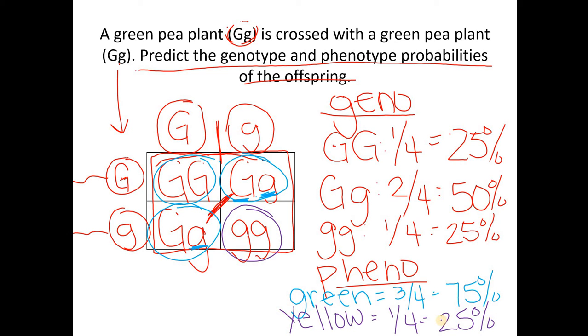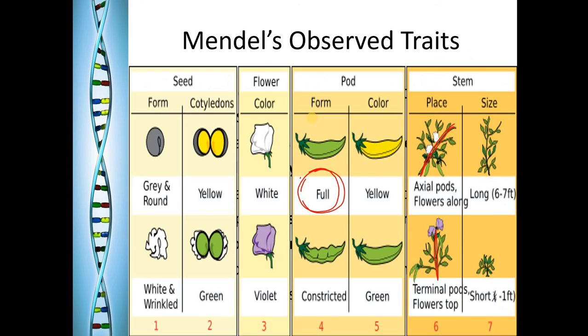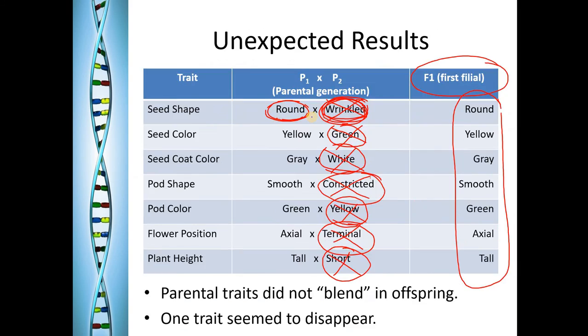And that's 1 out of 4, or 25%. Nothing in our problem told us yellow. We didn't know that it was going to be yellow at all. The way I knew it was going to be yellow was looking back up here at Mendel's pods and seeing that yellow was the other version of the gene.